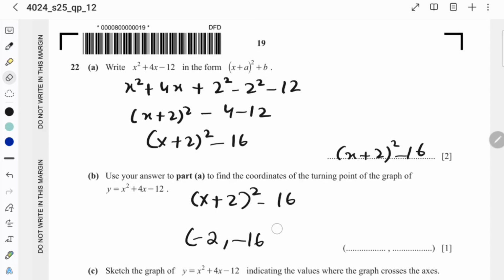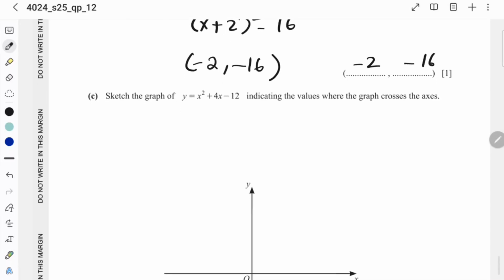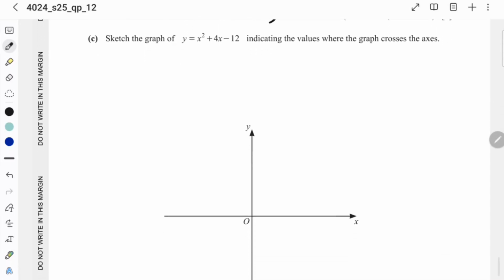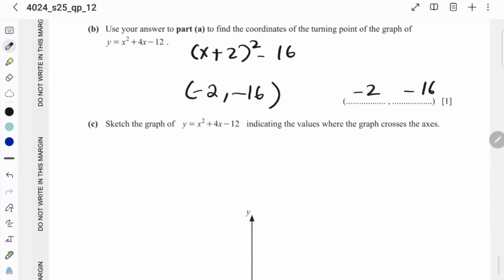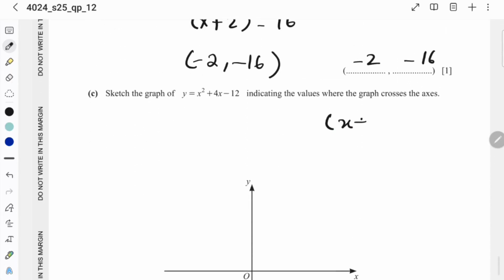Okay, alright, so now the next part, minus 2, minus 16. The next part is: sketch the graph of y equals x squared plus 4x minus 12, indicating the values where the graph crosses the x-axis. Okay, so we have made it into the completing the square method. So now we are going to solve it.